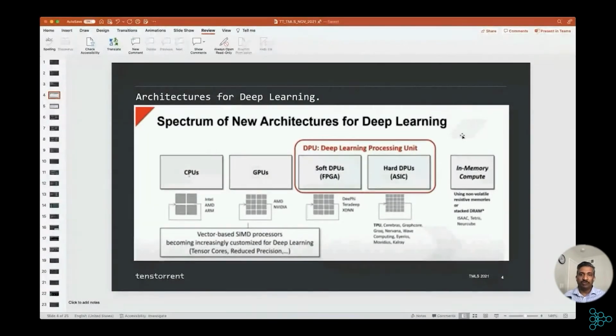this third segment, which really is catching up now, is what's called as the deep learning DPU units. These are very custom AI hardware built for ML needs, and there are soft DPUs which are FPGA based. And there are hard DPUs, also known as TPUs. Google pioneered this. And there are a whole lot of other companies which are trying to get the right architecture for DPU. There are other areas of exploration where people want to do in-memory compute. But as of today, the DPUs are really the main drivers for AI application.